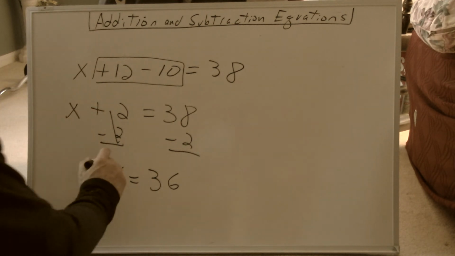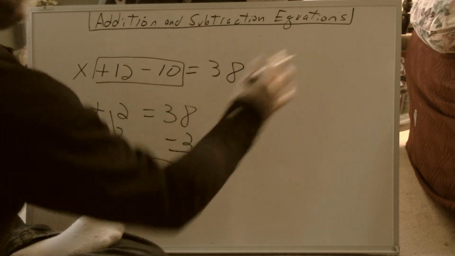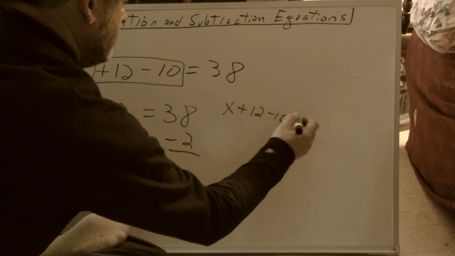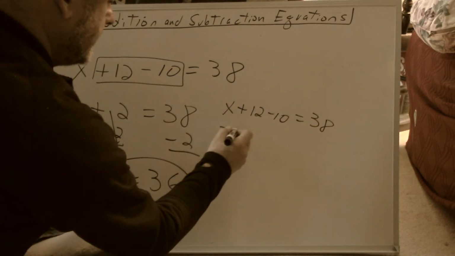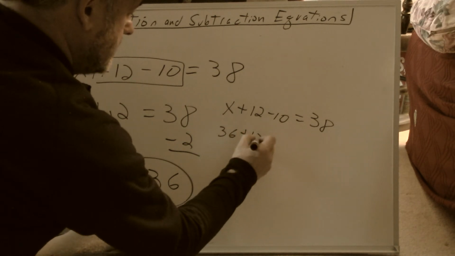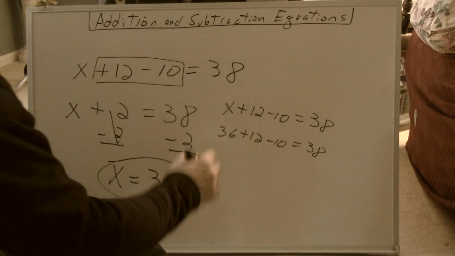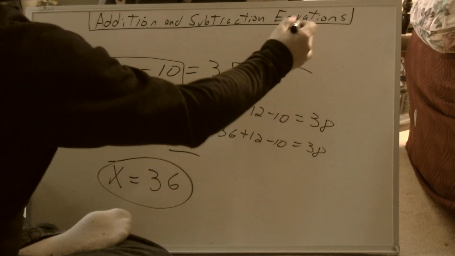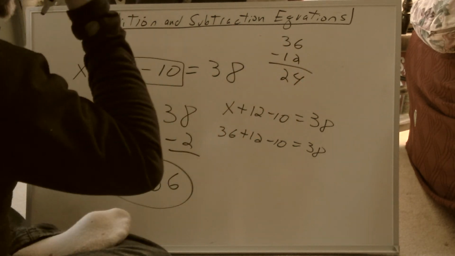Now let's see if Truth Seeker is correct. X plus 12 minus 10 is 38. Let's take the 36, put it in there. Plus 12 minus 10 is 38. 36 minus 12. Okay, let's do it. 6 minus 2 is 4. 3 minus 1 is 2. That's 24.